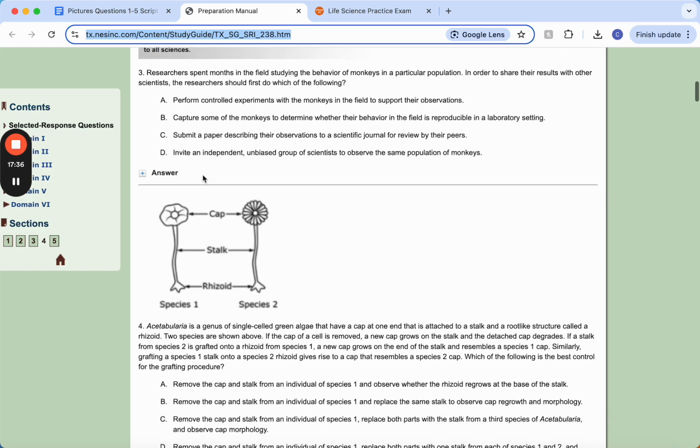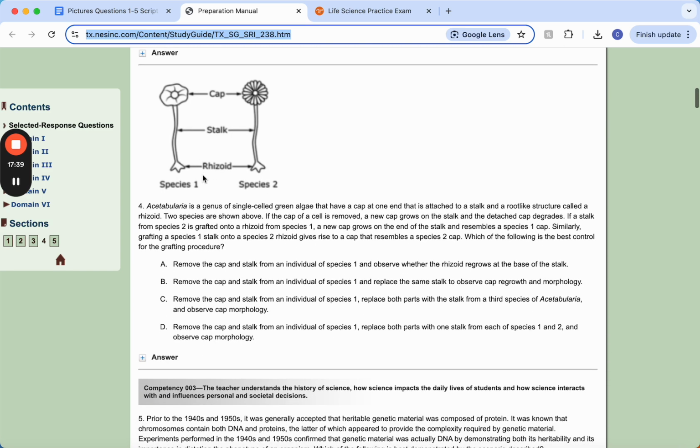All right, so number 4 now here. They give us a picture, so this is going to be really important for us to look at. It says, and I don't know how to say this, Acetabularia is a genus of single-celled green algae that have a cap at one end that is attached to a stalk. We can see the picture here of the stalk in the root-like structure called a rhizoid. 2 species are shown above. If the cap of a cell is removed, a new cap grows on the stalk and the detached cap degrades.